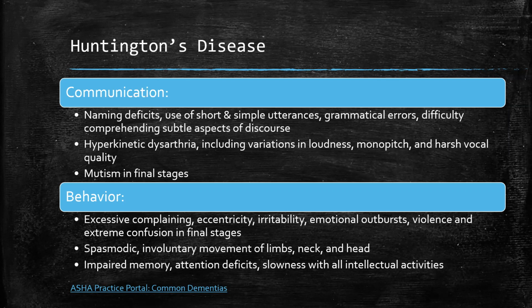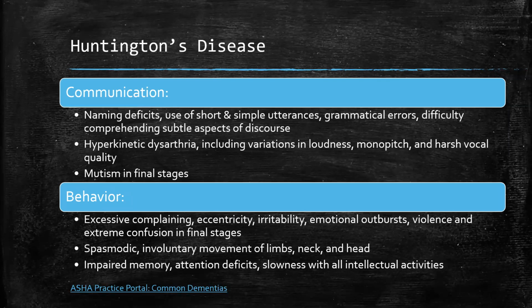Behavior, so you'll see some pretty drastic behavioral changes in Huntington's disease. So this person might excessively complain. They can be described as very eccentric, like just kind of off or bizarre behavior. Irritable, big emotional outburst, violence, and extreme confusion in the final stages is very, very common.